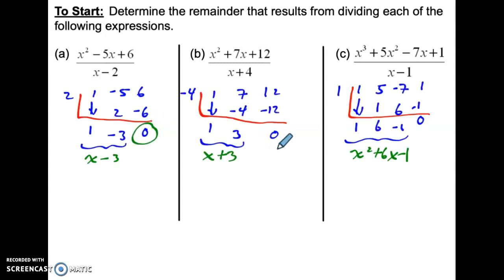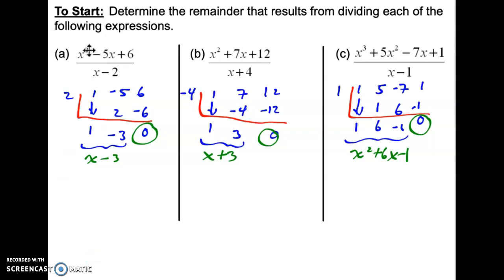So if you did the division, you would see that in each case, we actually got a remainder of 0. So what that means is that all of these divisors actually divided equally into the dividend. And if something divides equally in, that means it's a factor.